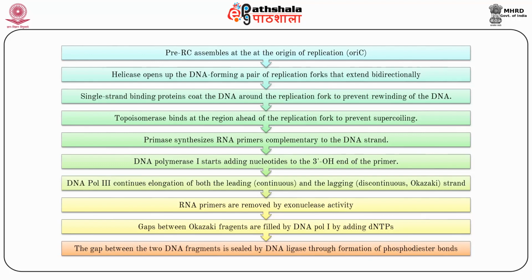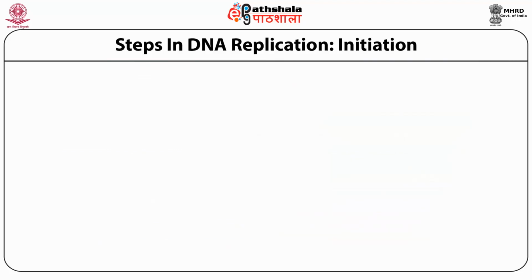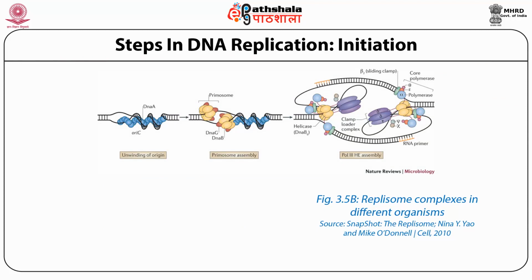RNA primers are removed by the exonuclease activity of DNA pol 1, and the gaps between Okazaki fragments are filled up by DNA pol 1 by adding dNTPs. The gap between two consecutive Okazaki fragments is sealed by DNA ligase through formation of phosphodiester bonds. We will now understand in detail the different steps of DNA replication. The whole event of DNA replication may be classified in 3 steps: initiation, elongation, and termination.